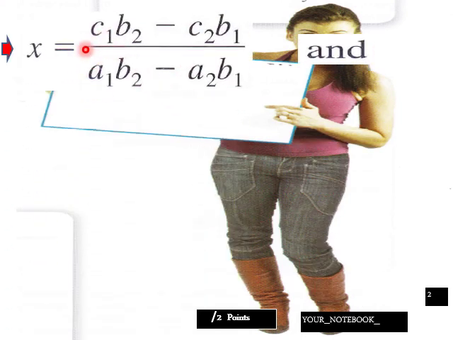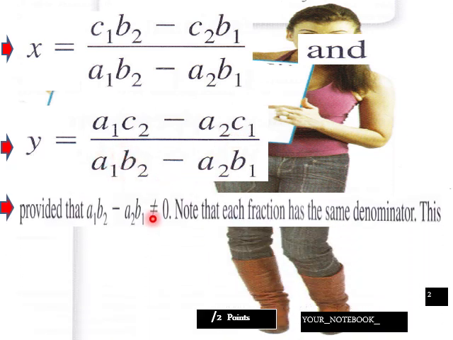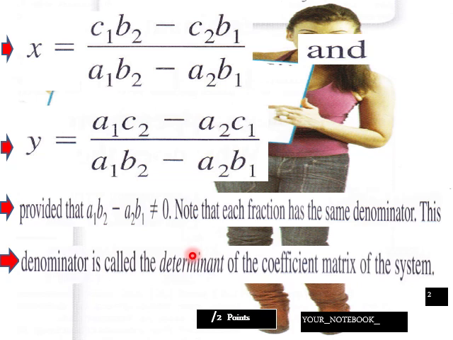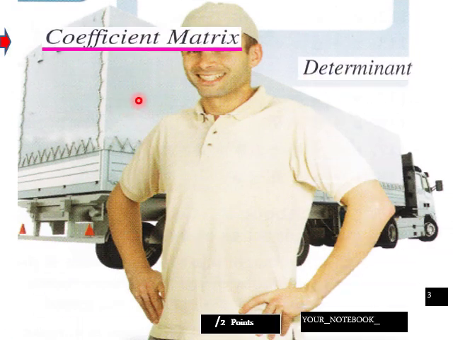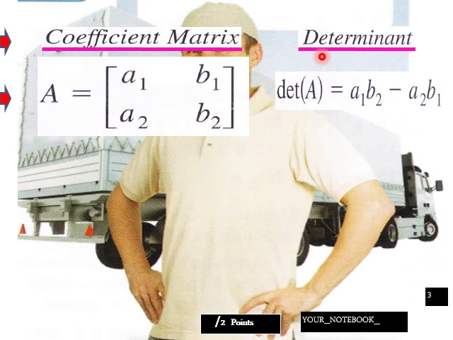For this expression here, x equals (c1b2 minus c2b1) over (a1b2 minus a2b1), and y equals (a1c2 minus a2c1) over (a1b2 minus a2b1), provided that a1b2 minus a2b1 does not equal 0. Note that each fraction has the same denominator. This denominator is called the determinant of the coefficient matrix of the system.